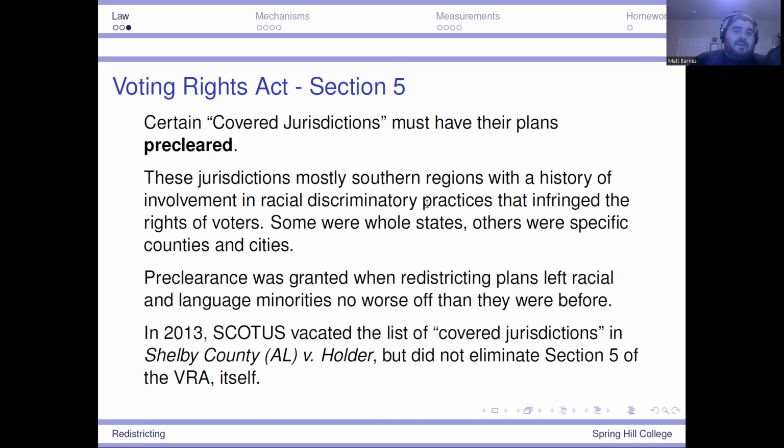Now, in 2013, the Supreme Court actually vacated the list of covered jurisdictions, meaning they took everything on the list and just got rid of it. So Section 5 of the Voting Rights Act still exists, but there's no counties, no states, no areas on it that need to be pre-cleared. So the mechanisms are there if it comes back in the future, but currently there is nothing that needs to be pre-cleared.